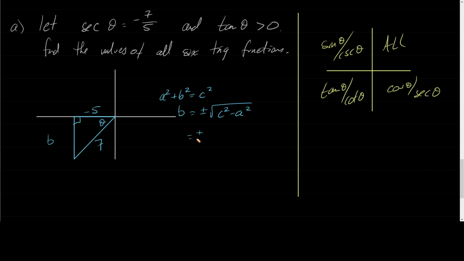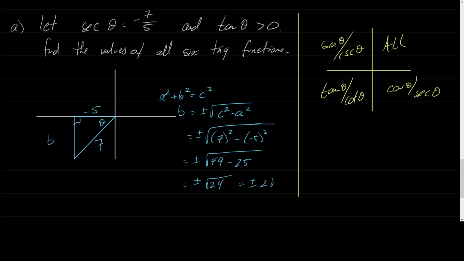At this point, this is really plus or minus the square root of c, which was 7, so I've got 7 squared minus -5 squared, because a was -5. This gives me 49 minus 25, so plus or minus the square root of 24. 24 is divisible by 4, so we can rewrite this as 2 radical 6, because 24 is 6 times 4, and the square root of 4 is 2.